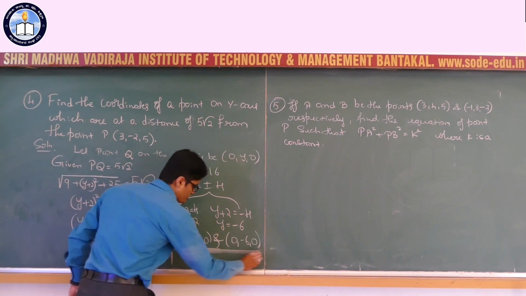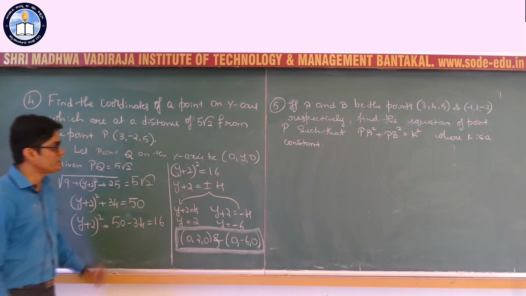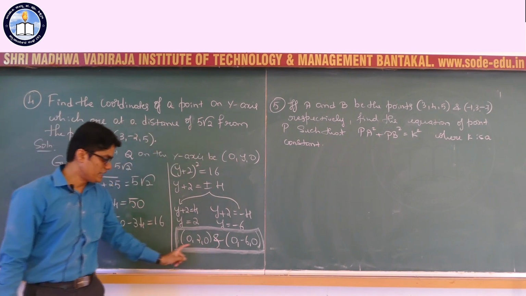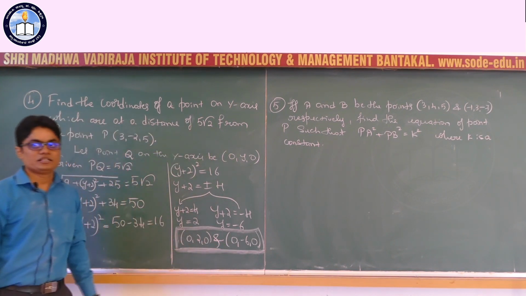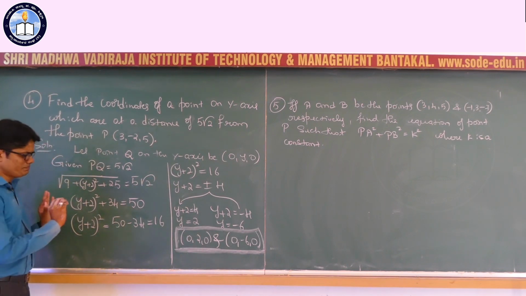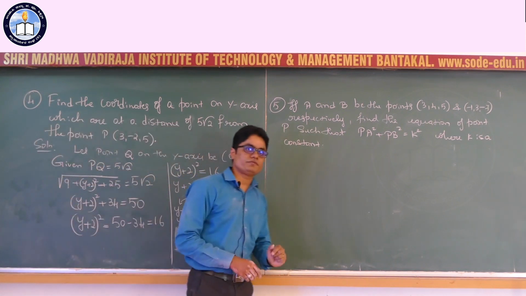So there are two possibilities: the distance from the point (3, minus 2, 5) will be 5 root 2, and the two different possibilities are (0, 2, 0) and (0, minus 6, 0). A simple question. Understood? Very good. And this is the last question from this chapter.